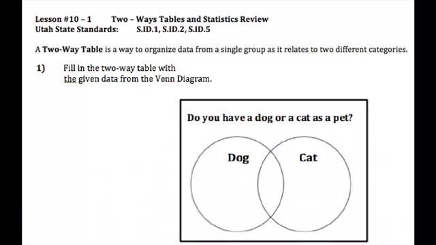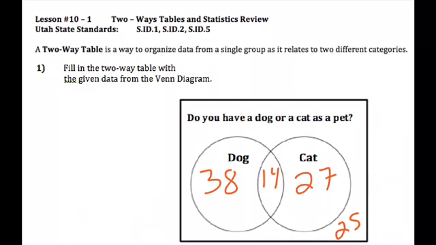And the Venn diagram says, do you have a dog or a cat as a pet? And the numbers are going to be 38. And then right here in this little place they have together, that's 14. Then 27, and then off here in the corner outside both those circles is a 25. Let's go ahead and get those written down. Once you get those written down, see if you can start filling in the Venn diagram.